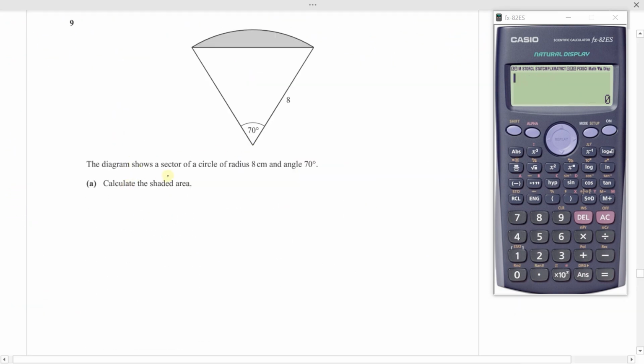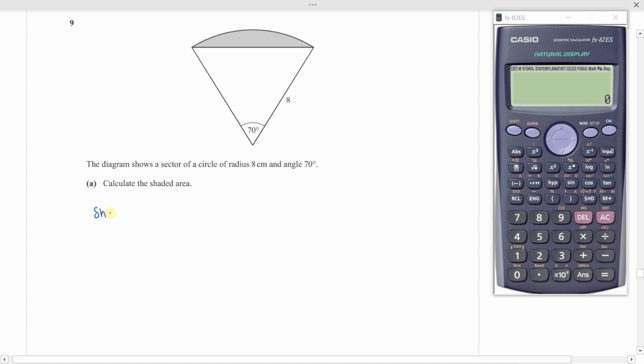Question number 9. The diagram shows a sector of a circle of radius 8 centimeters and angle 70 degrees. Calculate the area of the shaded region here. So this is the shaded area here. So the shaded area will be the area of this full sector minus the area of this triangle.